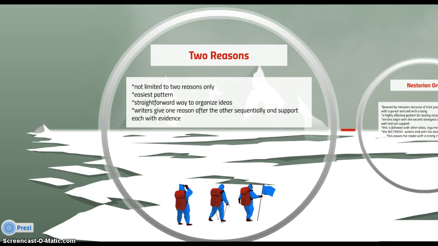The first one is called 2 reasons. Now it's called 2 reasons, but you can use it with a different number of reasons. It could be 3 reasons, it could be 15 reasons if you had that many, or it could be only 1. 2 reasons is the easiest pattern, and it's easy for students to use because it's very straightforward. You put one reason after another, then another, then another, supporting each one with evidence. So it's pretty easy to do. It's not complicated, and you don't have to think too much about how to make it happen.